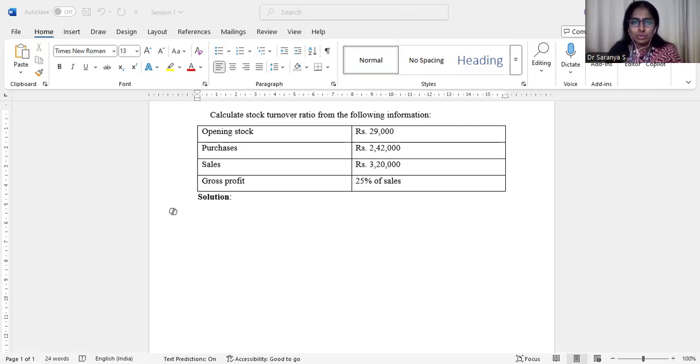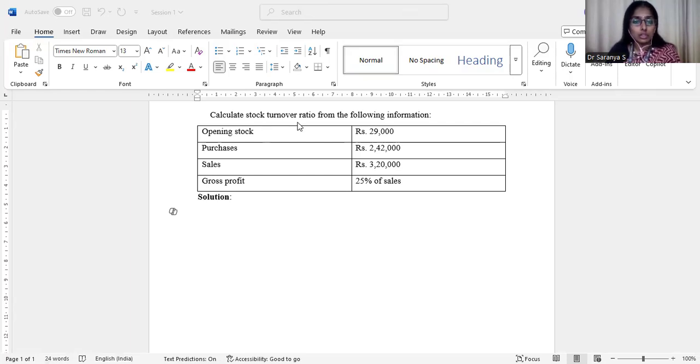So turnover ratios measure the efficiency with which various assets or resources are utilized. We have various turnover ratios like debtors turnover ratio and stock turnover ratio, and we have so many others. Today we'll discuss the stock turnover ratio, and we'll work through one sum.